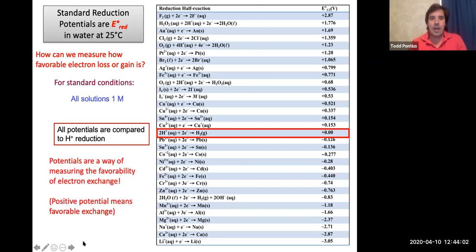And potential is a way of measuring the favorability of a redox reaction. More positive means more favorable. So the higher up we go, the more favorable, which means fluorine here is the element that most wants to gain electrons. If we look on the bottom, it shows us what doesn't want to gain electrons. Lithium kind of takes the cake there. Very, very unfavorable.